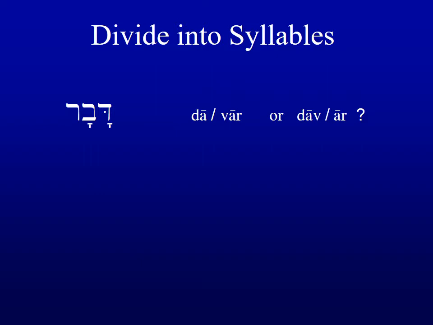So the question is, do we divide this word as da-var or as dav-ar? Now, if you remember your syllable rules, you will know that a syllable can never begin with a vowel, and so the second option there can't be correct. So the correct answer is da-var. The first syllable is unstressed and open with a long vowel. That's allowable. The second syllable is closed with a long vowel, but that's okay because it's the stressed syllable. So davar, davar. That word means word.